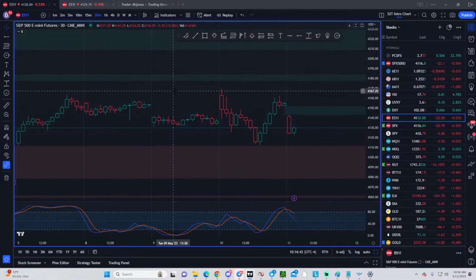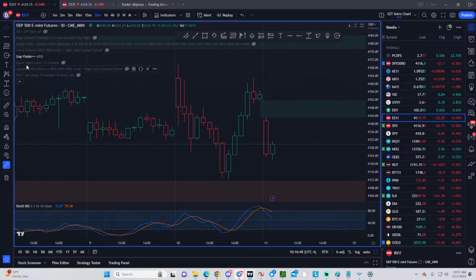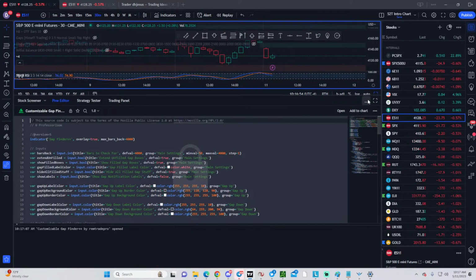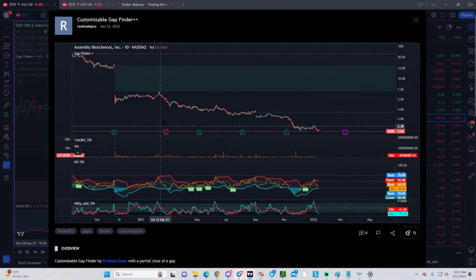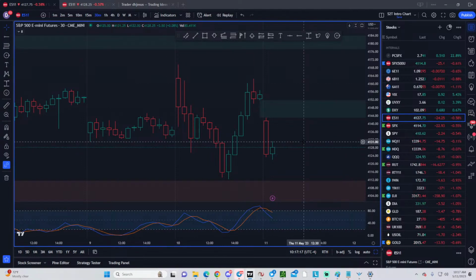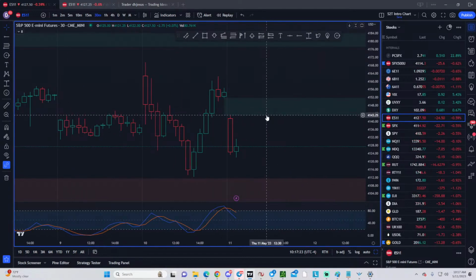of gaps. For example, today you can see this indicator that I have here, which is called Gap Finder. You see the source code, the script is right there. It's a customizable Gap Finder, and you can always go back and find it there. What it does is it looks for gaps anywhere that there is an unfilled gap. And you can see that today it identified a gap right here.